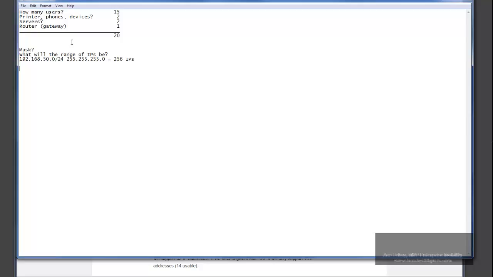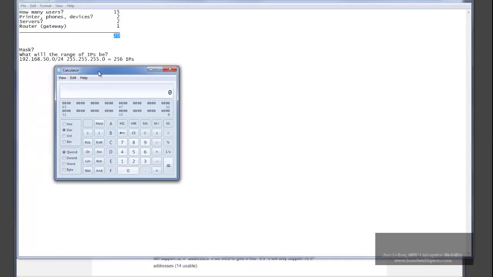So the first thing to do to find out how many IPs we're going to need is to find out what the binary equivalent of 20 is. There are a number of ways to do this. Sometimes the easiest way is just to use the calculator. The calculator is available to anyone on your computer. Even when you take an exam, the calculator is available.